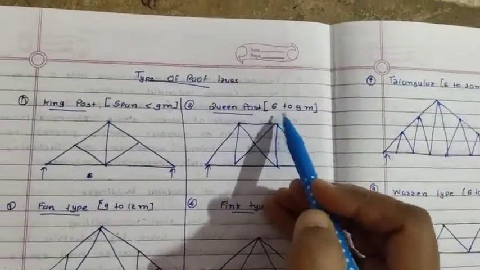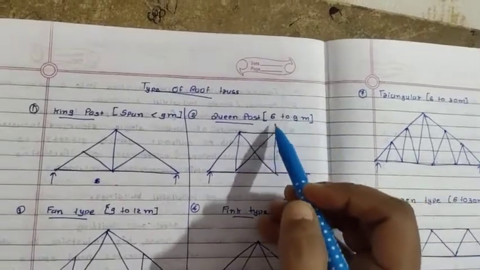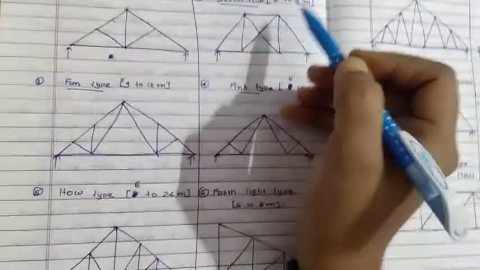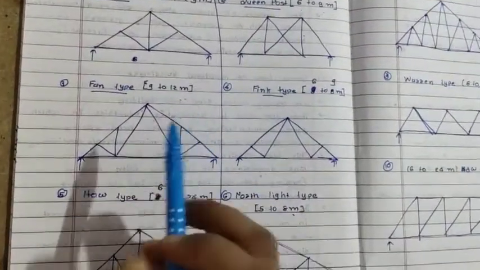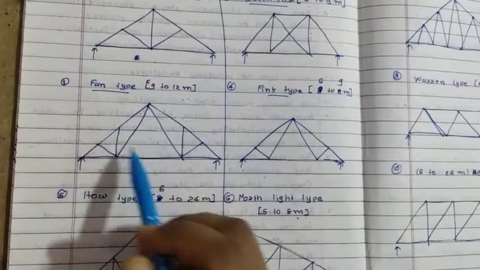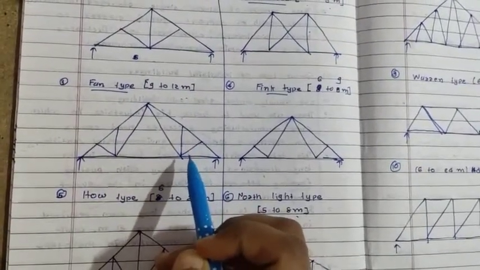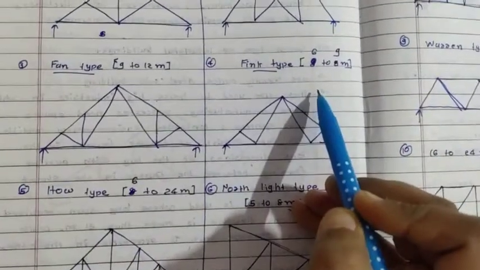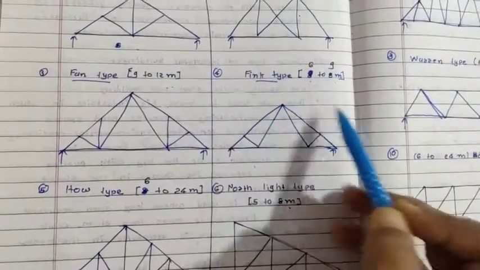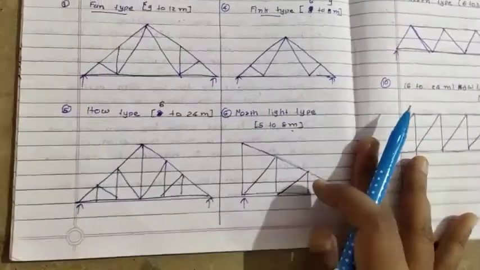Second is a queen post, which we consider if the span is between 6 to 9 meters. Third one is a fan type. If the span is 9 to 12 meters, then we consider this fan type roof truss. Next is a fink type. If the span is between 6 to 9 meters, then fink type roof truss is also considered.